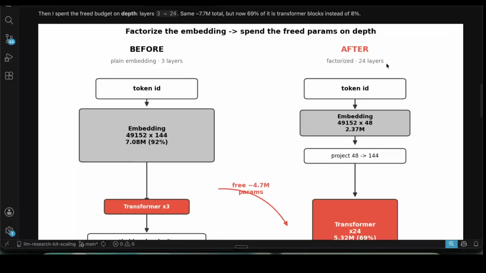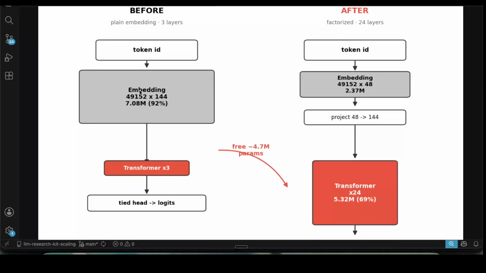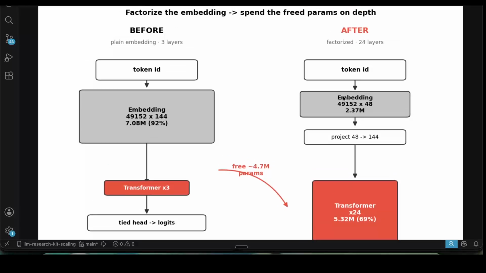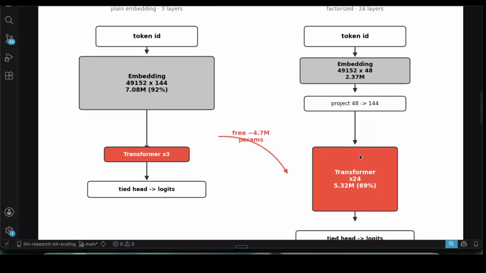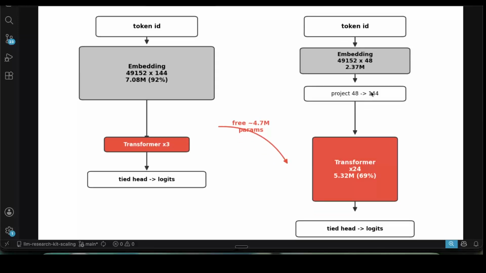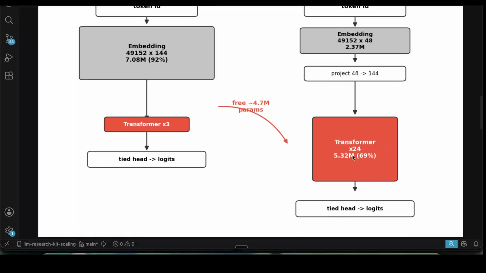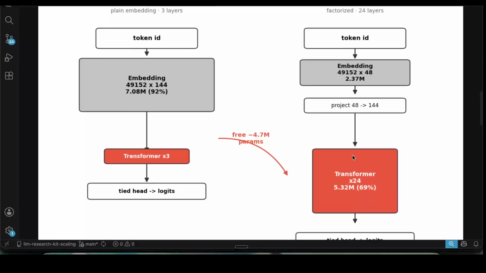You can see it on this image. Originally, the embedding table is just huge: tokens times width. But then what I did is I say the embedding table is actually tokens times 48. But then there is this projection matrix that's going to project to 144. So then we can do attention and feed forward with this bigger, wider size. And information about tokens is not only stored in this 48 width vector, but also in this projection matrix as well.